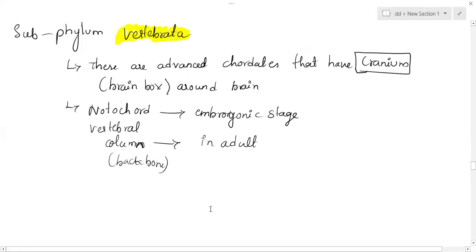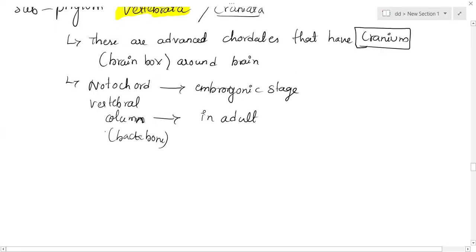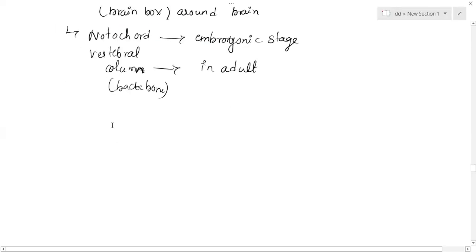That is one of the advanced features in the subphylum Vertebrata, and this subphylum Vertebrata is also called Craniata. Why? Because of the presence of a cranium, which is advanced, better than the other phyla. So, Craniata. These names could be asked, so make a note of it.